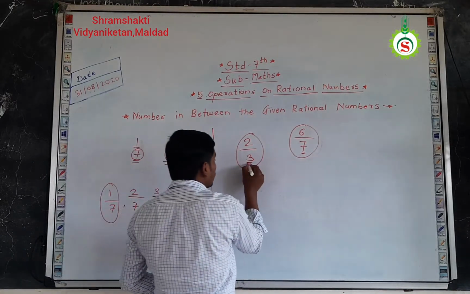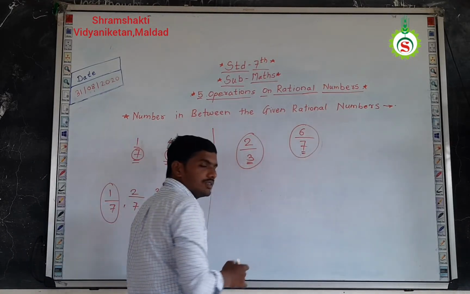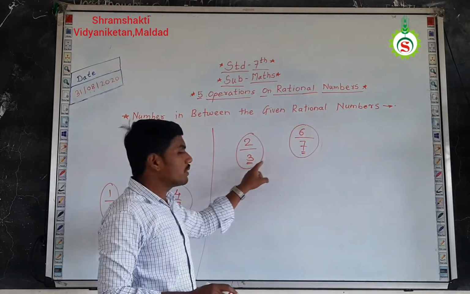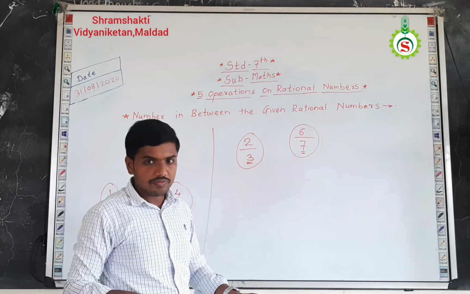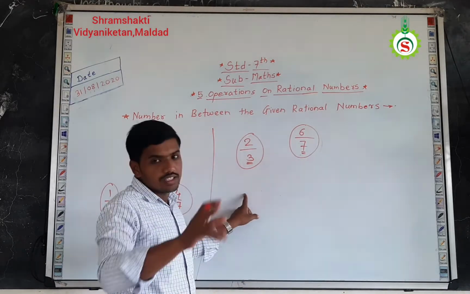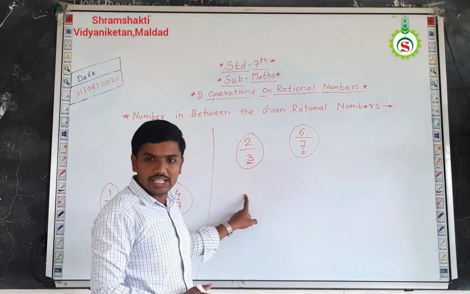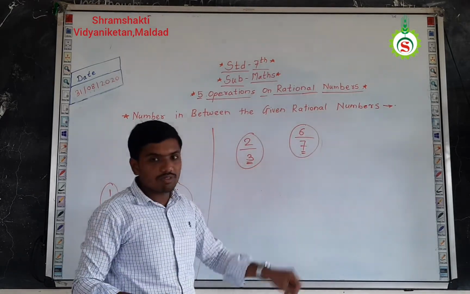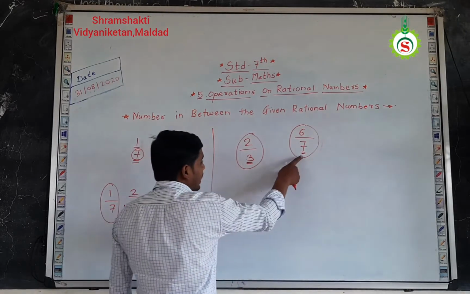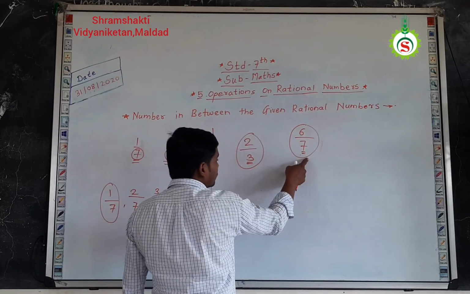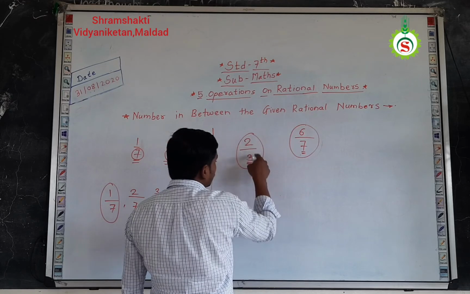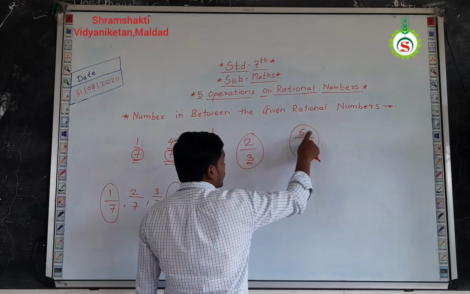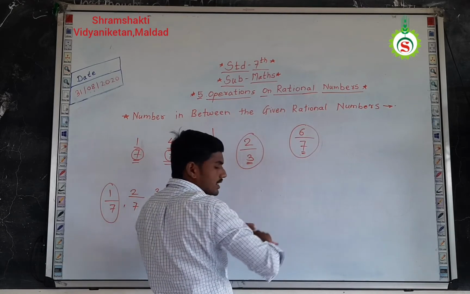But if denominators are different, that means if denominators are not the same, first you have to make the denominators the same, which we have seen in the addition and subtraction of rational numbers. So for making the denominators the same, what will we do? We will multiply the numerator and denominator of the first number by the denominator of the second number, and the numerator and denominator of the second number by the denominator of the first number.